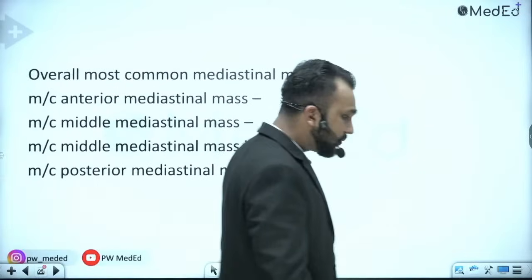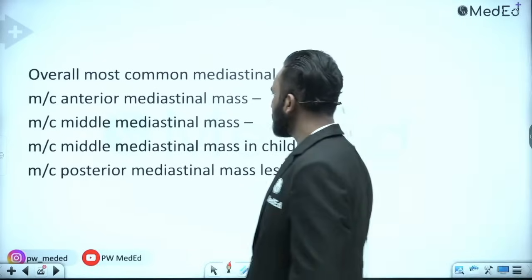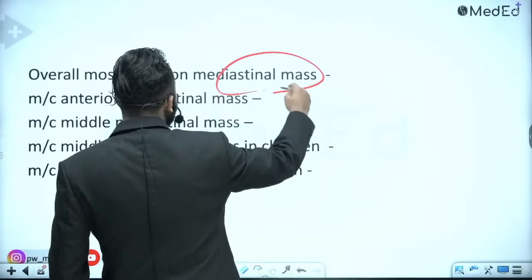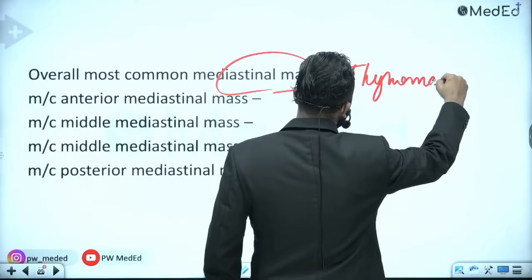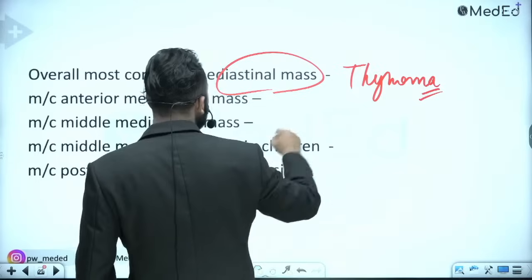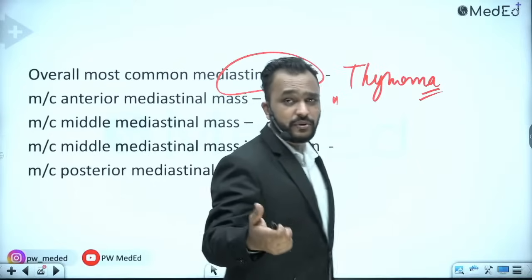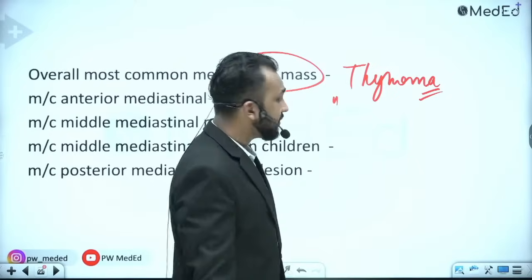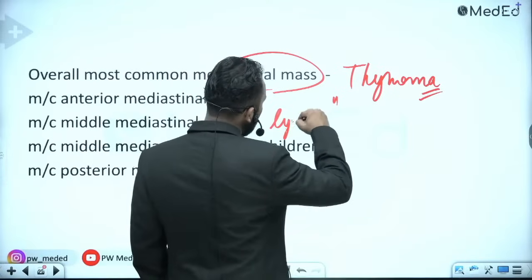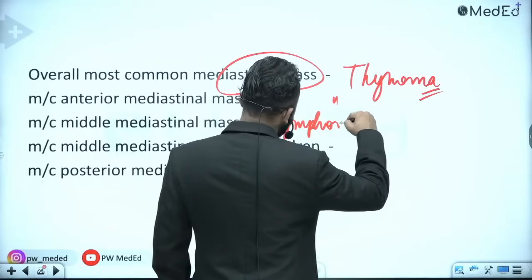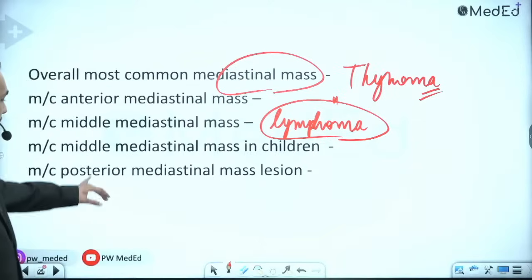So a few one liners about the most common mediastinal masses. ठीक है. So overall the most common mediastinal mass is your thymoma. Thymoma is the most common mediastinal mass. Most common anterior mediastinal mass is again your thymoma, and thymoma is associated with myasthenia gravis. Most common middle mediastinal mass is your lymphoma.